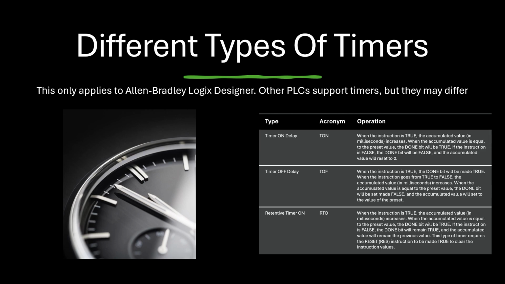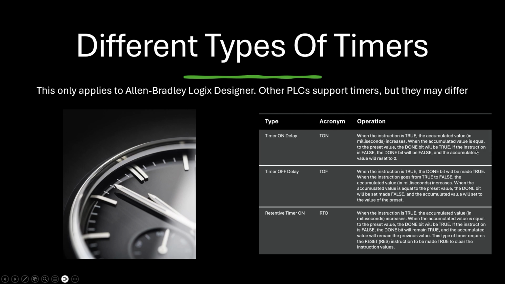The first one is the timer on delay. The acronym for it in Studio 5000 is TON. A timer on delay, similar to how the name suggests, is energized. The accumulated value is going to increment up in milliseconds until the accumulated value is greater than or equal to the preset value. When this is true, the done bit will be true.